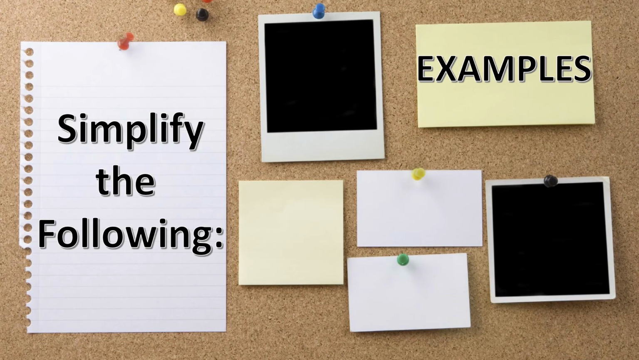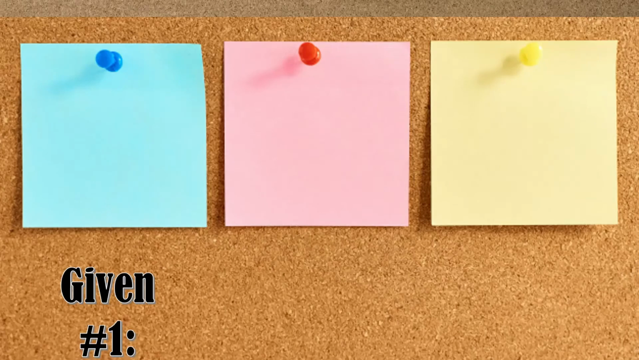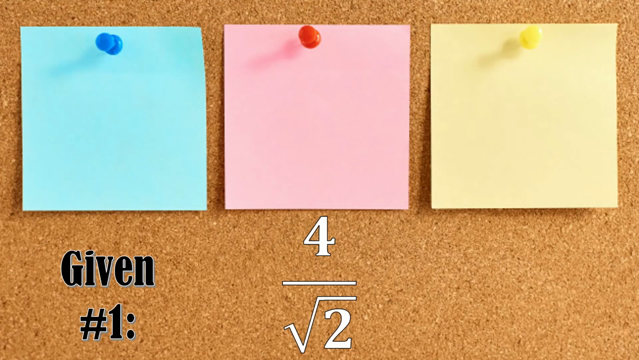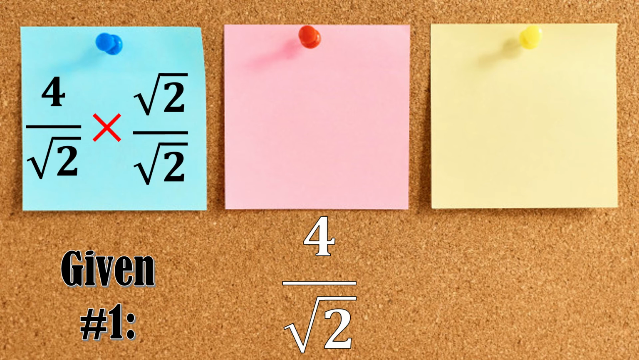Let's have examples. Simplify the following. Number 1, 4 over square root of 2. We multiply both numerator and denominator by square root of 2 to eliminate the square root sign in the denominator. So it will be 4 all over square root of 2 times square root of 2 all over square root of 2. Remember, in multiplying fractions, we multiply numerator to numerator and denominator to denominator.